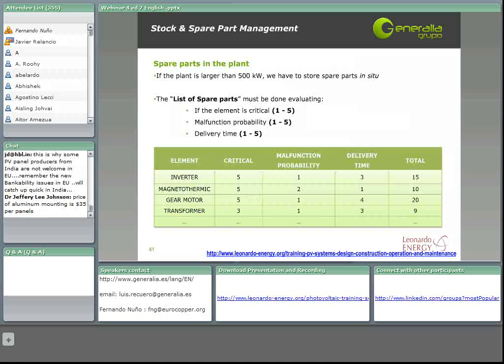For example, here you can find a table for some of the devices within our PV facility. In the case of the inverter, as we can see in this table, it is a very critical element with a low probability to fail and a delivery time of about 1 week. Well, if we have signed the contract with the inverter manufacturer with a maintenance contract, then we can specify in this contract, as we have said before, that the delivery time in case of malfunction should be less than 48 hours.